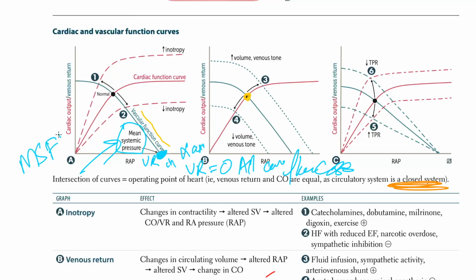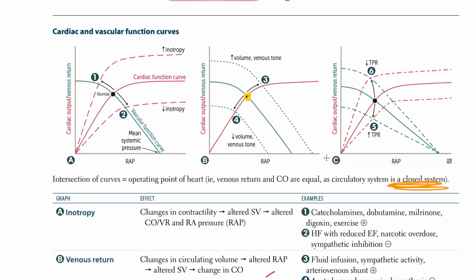Mean systemic filling pressure. So if somebody asks about mean systemic pressure, you should know that it is when the venous return equals 0. So if you look, what is cardiac output? It is 0 at this point, right? What is RAP, right atrial pressure? It is 0 at this point. So that's exactly what I'm trying to say here.